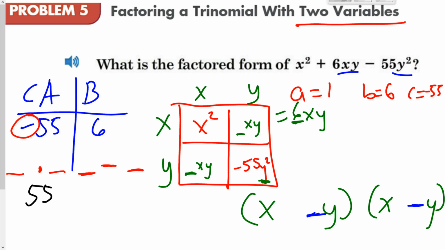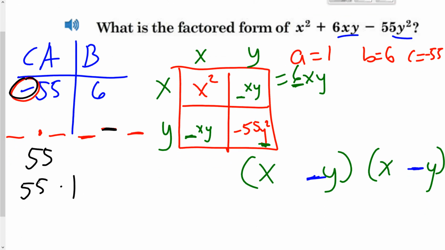So 55, what times what is 55 but adds to 6, or subtracts to 6, right? Since CA is negative, we want to subtract to 6. So that'd be 55 and 1. Always start there. You don't have to start there, but I mean, just always remember the number and 1, right? And then 5 and 11, maybe there, right? Because 11 times 5 is 55. What about 11? Always put the bigger number first. 11 minus 5. That would be 6. Hey, there they are. So 11 and 5 are our numbers.